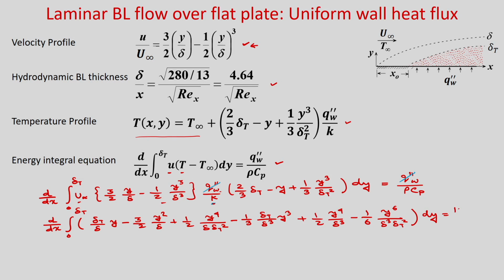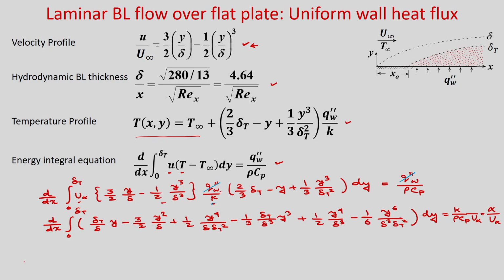So, you can write k by rho Cp divided by u infinity, and k by rho Cp is alpha, right, the thermal diffusivity. So, alpha by u infinity. So, now you integrate it. Okay. So, if you integrate it, you can see at y equal to 0 this will become 0 anyway, and y equal to delta_t we will put after the integration.